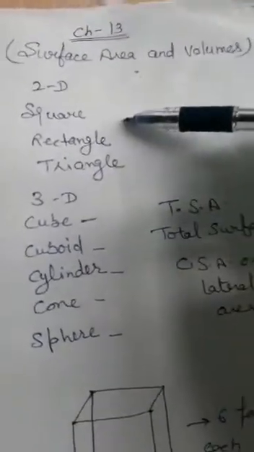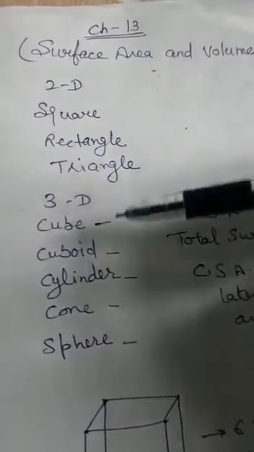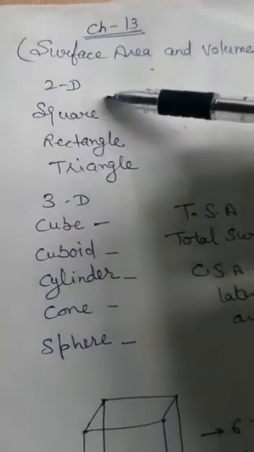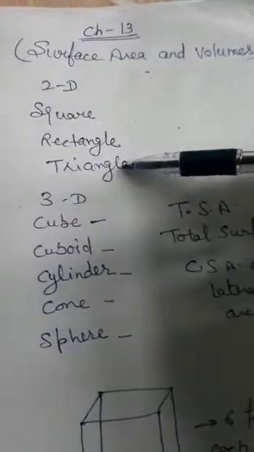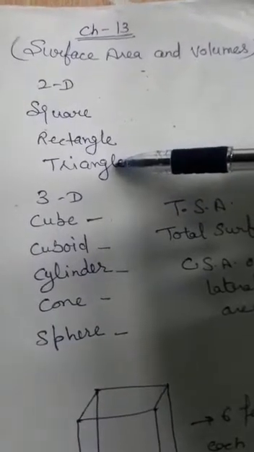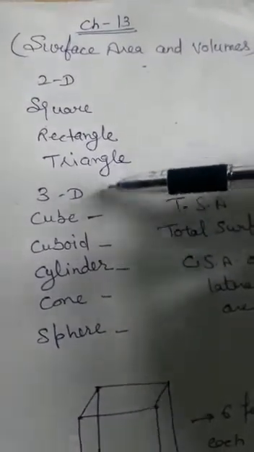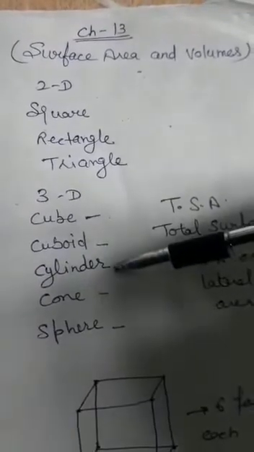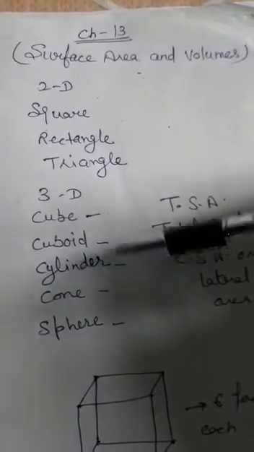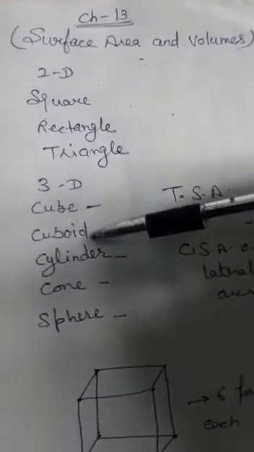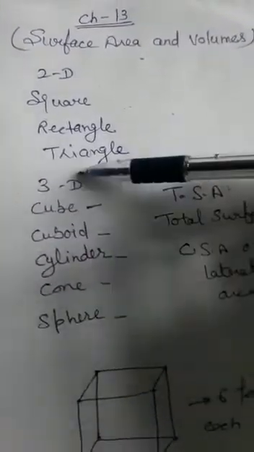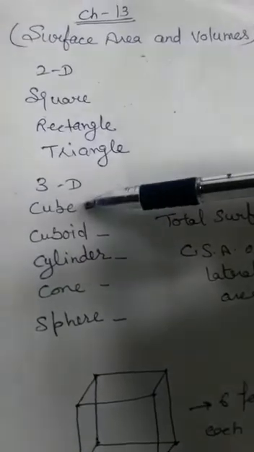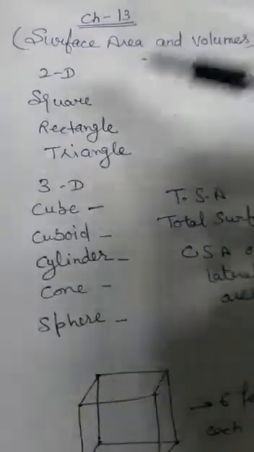As beta, you already know what is the difference between two-dimensional figures and three-dimensional figures. 2D are square, rectangle, triangle. About these areas you have already done in junior classes. Now we will learn how to find the area and volume for three-dimensional figures, that is cube, cuboid, cylinder, cone, sphere. All these are three-dimensional figures. So for this we will do this chapter.